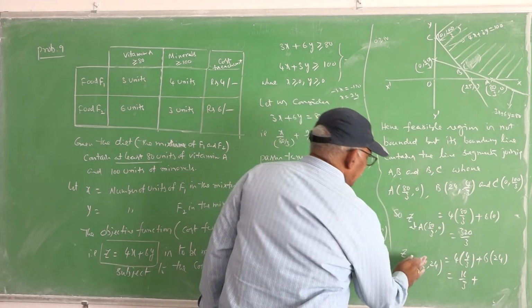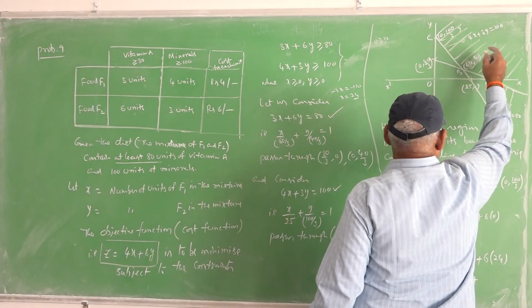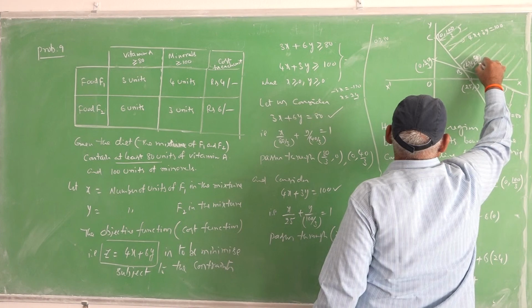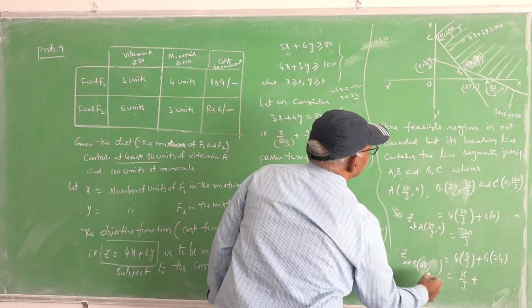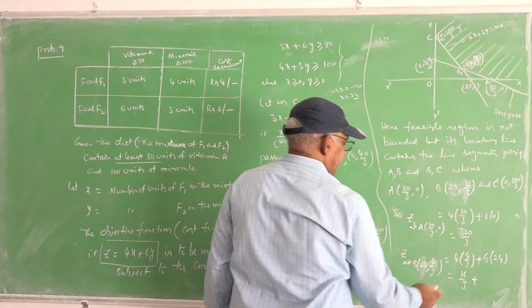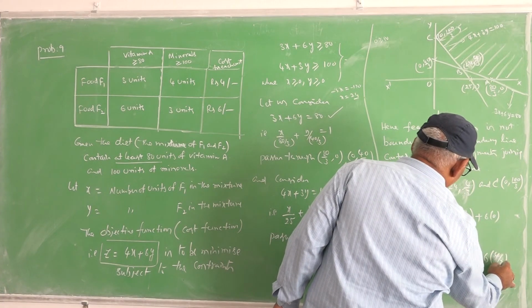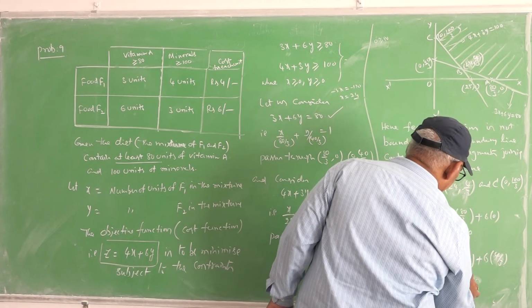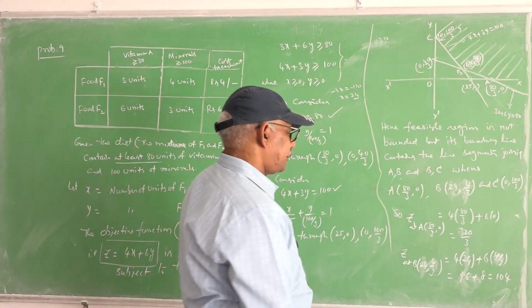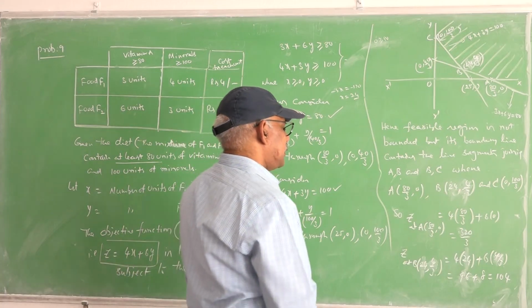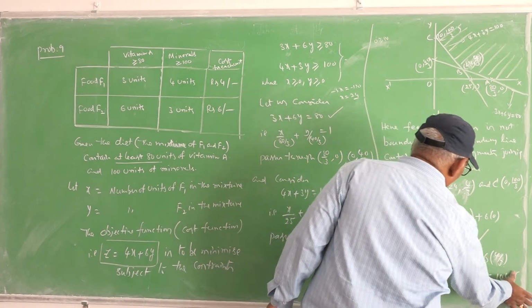That's right. This is 24 comma 4 by 3. This is 24 and this is 4 by 3. Hence, this is 96 plus 8, which is 104. Z at A is 320 by 3. Z at B is 104.